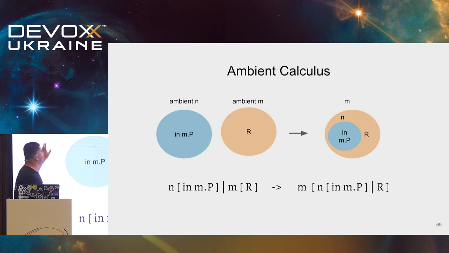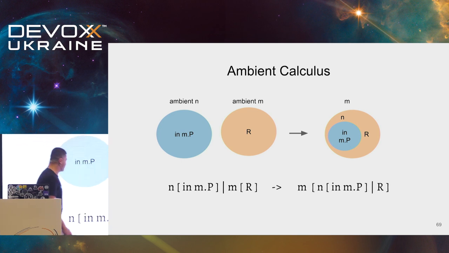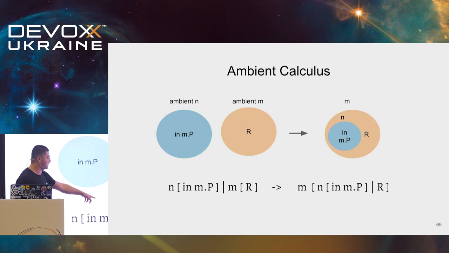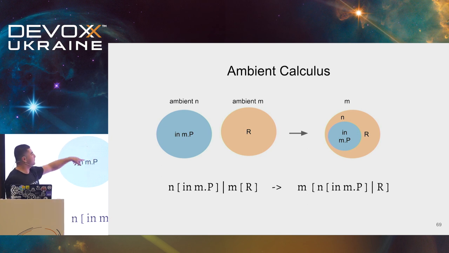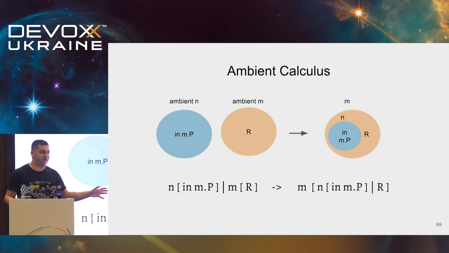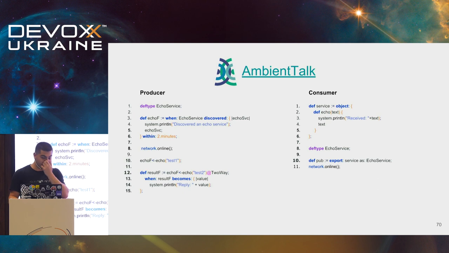If I have two ambients, like the ambient n and the ambient m, if the process in the ambient n has the possibility to go into m, you can prove this just by declaring this rule. And so the process will move into the ambient m. And so the ambient m will have to run the process P and the process R. We use this for mobility, mobility of your service. It's an academic language. I just want to present this because I think you can get a lot of ideas from this work, but don't use this in production, please.